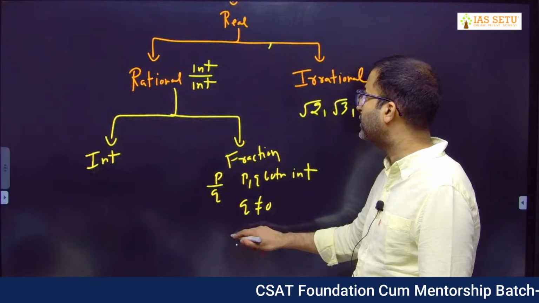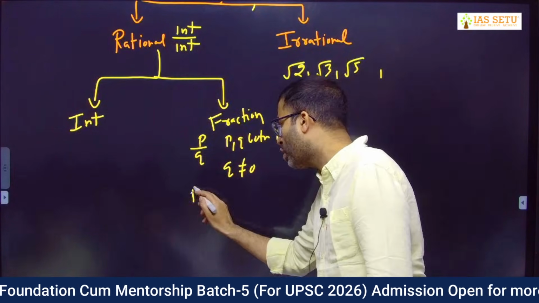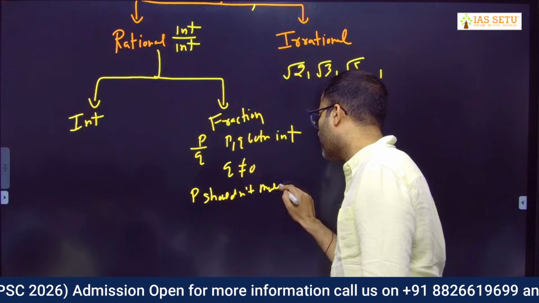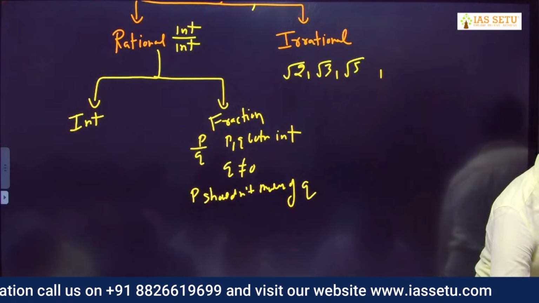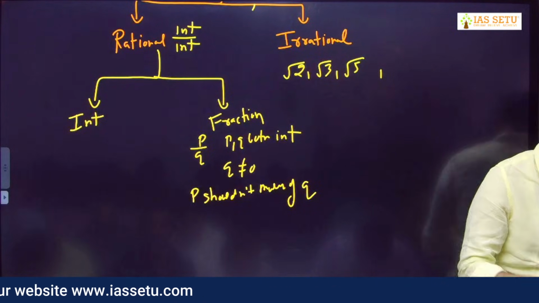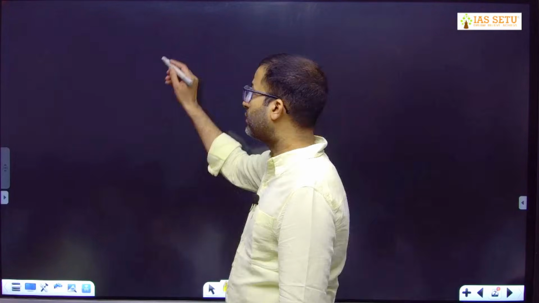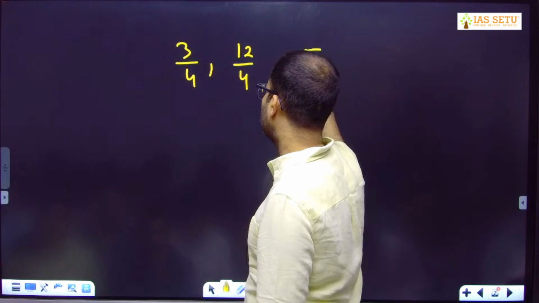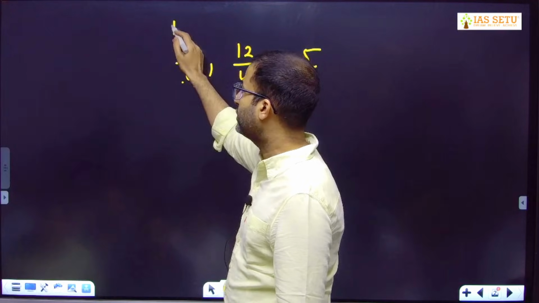There is one more condition for fractions that you don't have in rational numbers. Write this: P should not be a multiple of Q. I will explain. P cannot be a multiple of Q. Like here, 3/4, 12/4, 5/4. It is integer upon integer, and Q is not 0, so it is a fraction.